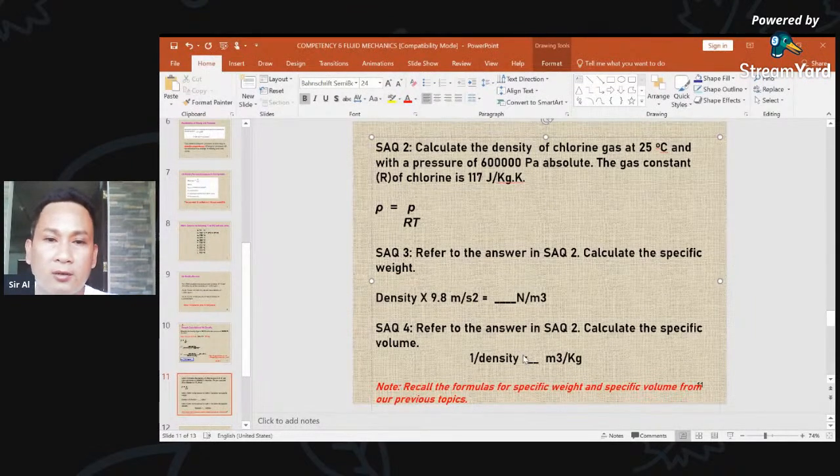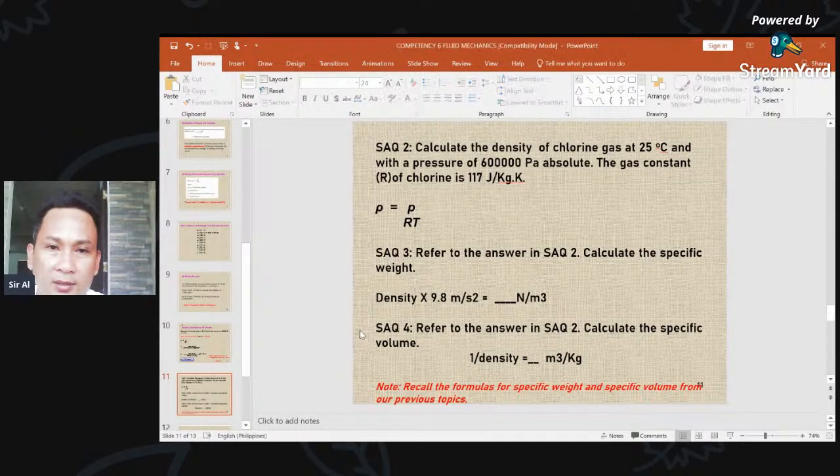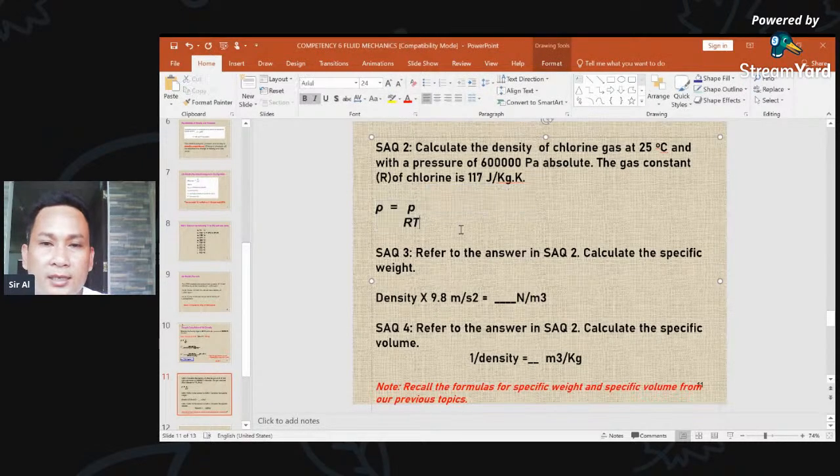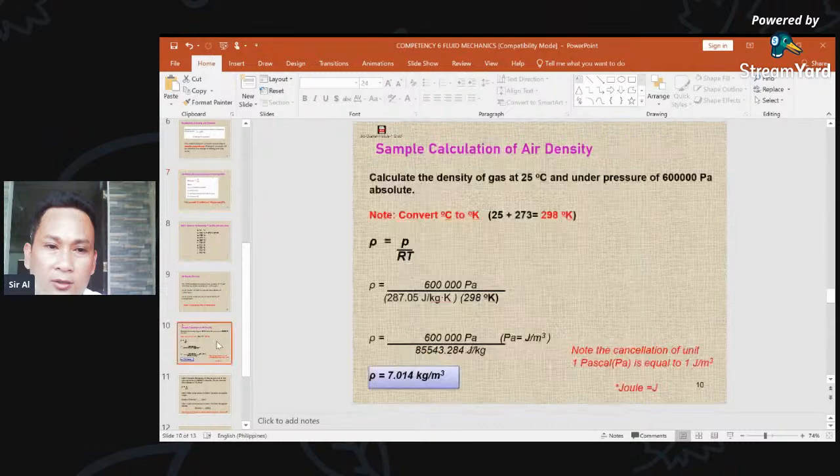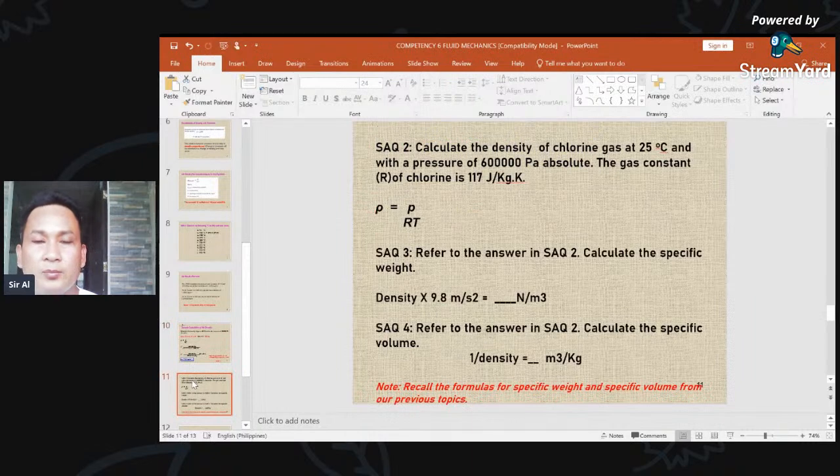I hope that you will be able to understand, especially this part where many got confused. Understand the concepts, especially in the calculation of air density. We should always remember this formula. And if in the problem R is not given, use the specific gas constant of dry air. Most of the time, R is not given in the problem, so you are going to use this 287.05 joule per kilogram Kelvin.